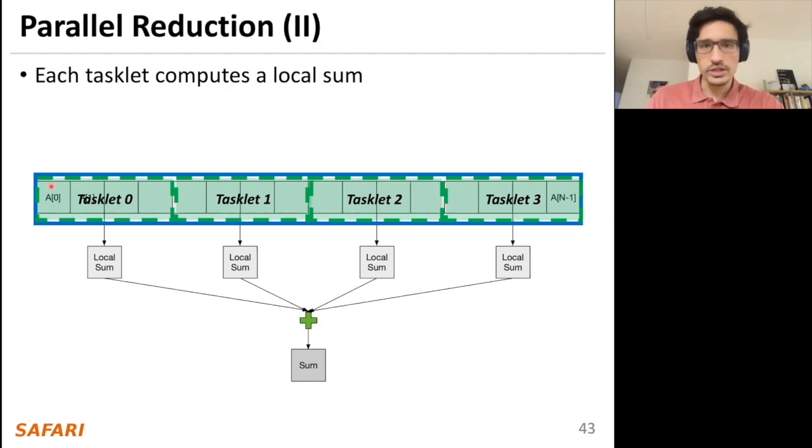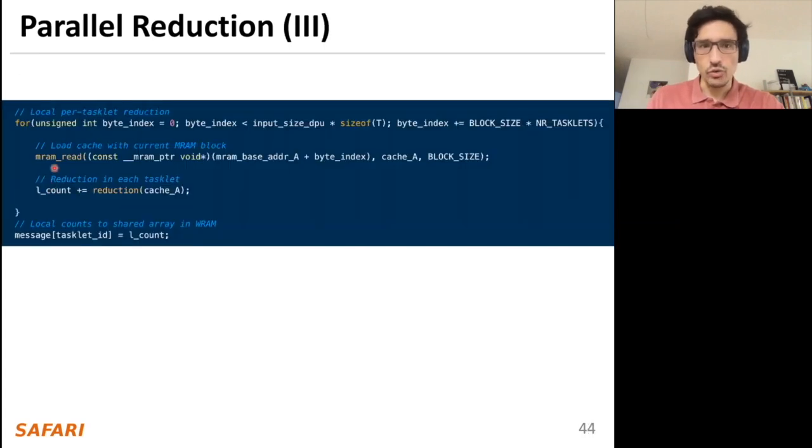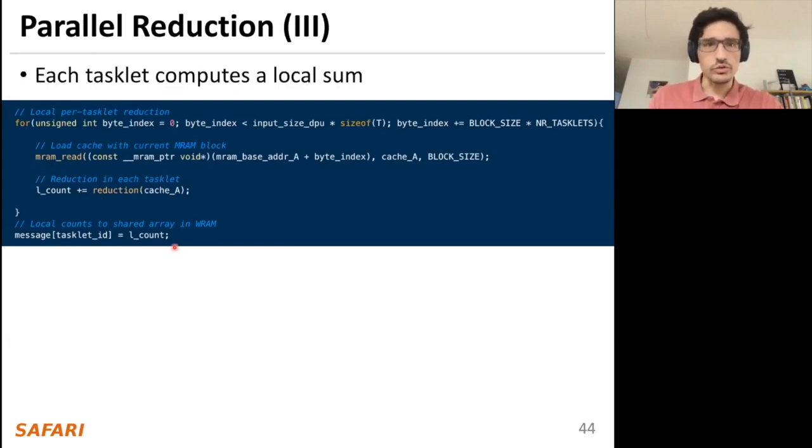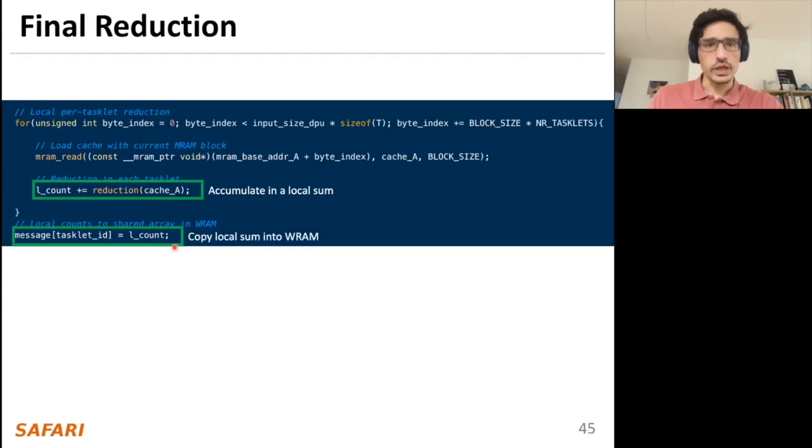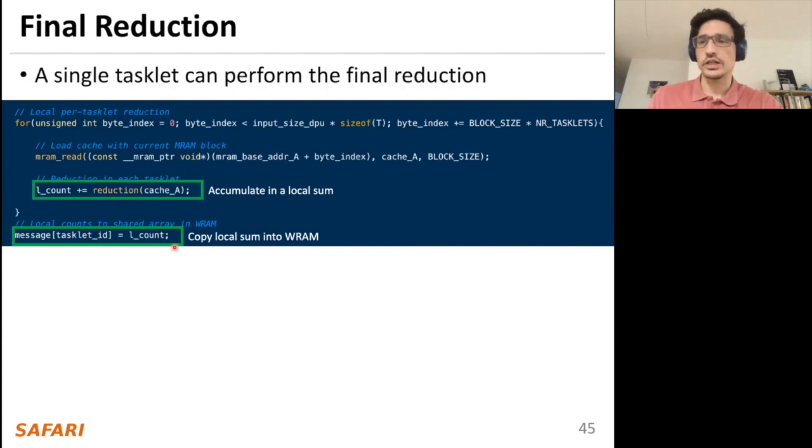For these 4 elements here, the tasklet reads from the MRAM to the WRAM and then performs the reduction, which essentially means reading one of these elements from the WRAM and accumulating into some local count. At some point, this for loop will finish because we have gone over all the elements assigned to this tasklet. Now what we have is the local sum, and we have to reduce all the local sums, right? So the first, simplest way that we could implement this is by using a single tasklet.